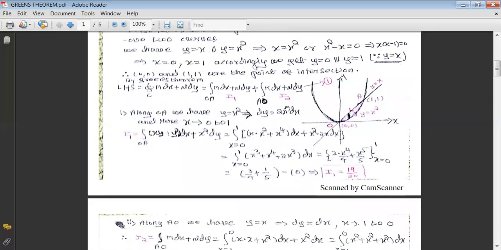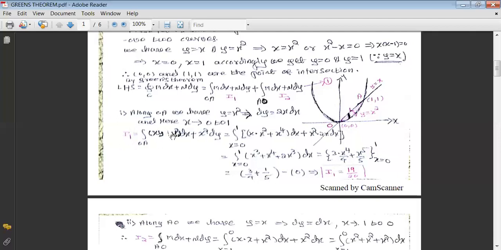Now, concentrating on the first integral, that is along OA, first of all you have to identify what the curve is. OA refers to the curve y equal to x square, because OA is a part of the curve y equal to x square. Therefore, the equation of OA we can take as y equal to x square. This implies dy equal to 2x dx. And here the x value is 0 at the start and 1 at the end. That's why we can write x varies from 0 to 1.